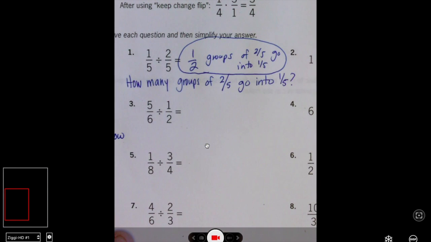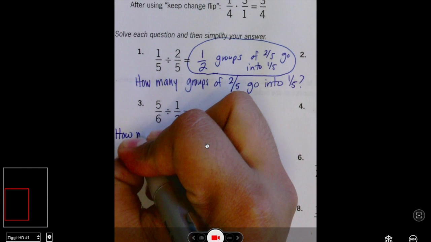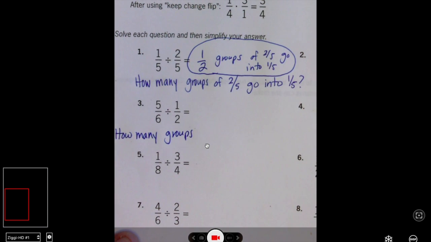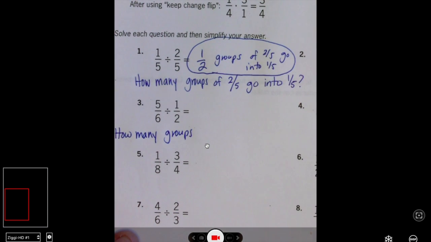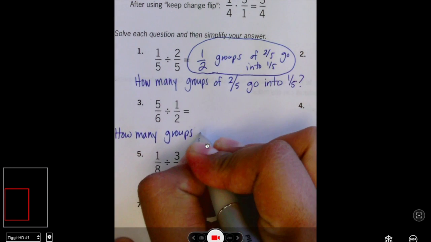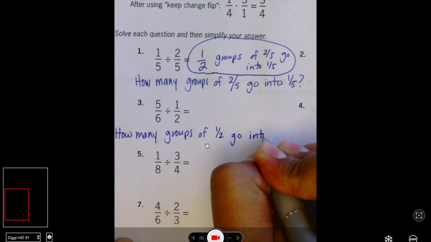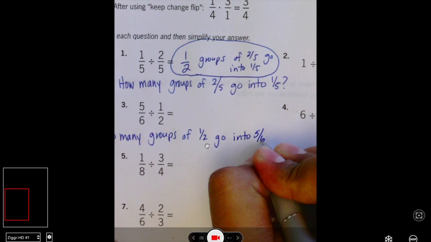Every single one of these questions has to have this phrase written down to start off with. Why? I want you guys to get used to the language and the vocabulary that we've discussed and to answer the question in this format. Because if you answer the question understanding that everything we're working with is groups, it'll make the understanding of fractions going into more fractions a little bit more bearable and understandable. How many groups of 1/2 go into 5/6?